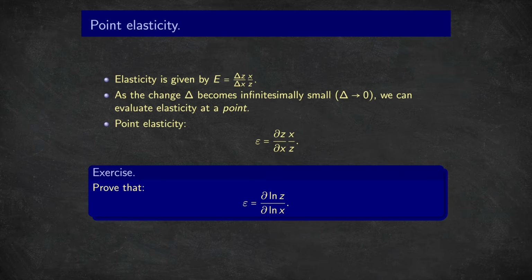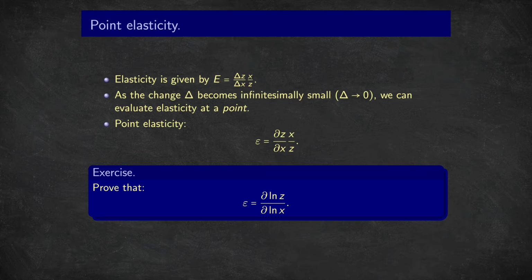Now, the definition I've just given of elasticity as the proportional change of z divided by the proportional change of x. It's often more convenient when we're working on theoretical work to work with derivatives. So we can imagine this change becoming infinitesimally small, essentially this capital delta approaching zero. And then we can define elasticity at a point. Sometimes the definition I gave previously is called arc elasticity, where the arc refers to the fact that we're connecting two points, the new point and the old point.